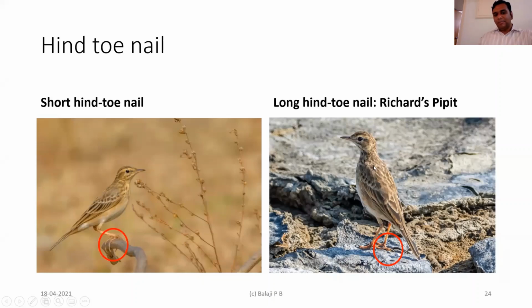And as I said, in a paddy field pipit, there will be a gap in the streaking from the crown to the upper side in the mantle, when the mantle is starting, but in Richard's pipit, the streaking is almost continuous. From the crown to the wings, there's continuous streaking. There's no break in the mantle. So that is another pointer for a Richard's pipit.